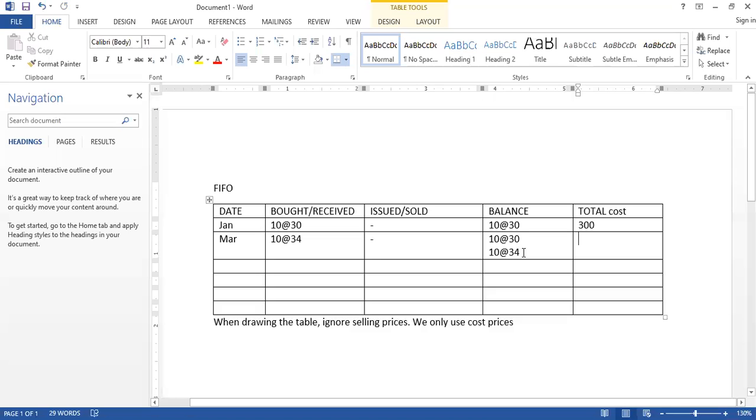And then you added another 10 at the price of 34. So in this case, this will give you 340. And this will give you 300. So what will be our total cost? Our total cost will be 640. 300 plus 340, that will be our total cost of 640. And then we move on to the next month, which is April.